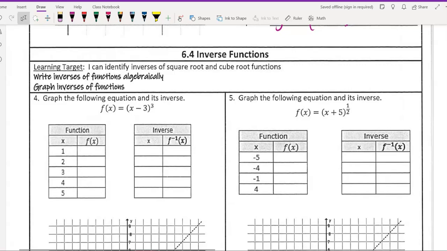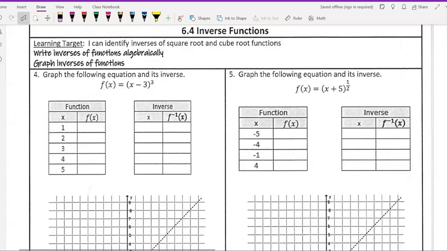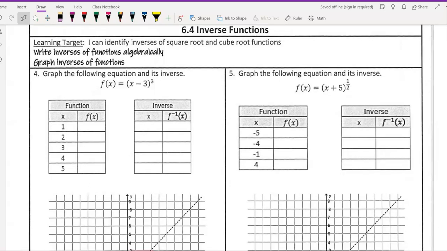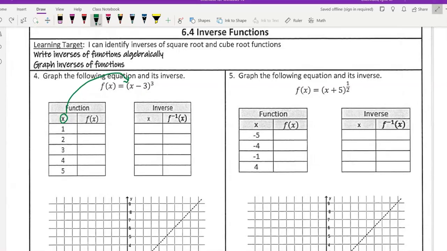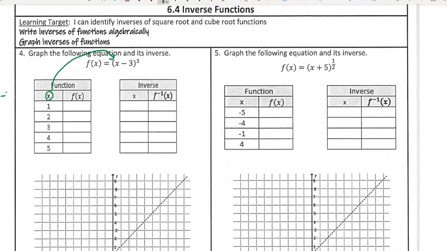All right, so 6.4, inverse functions. All right, graph the following equation and its inverse. So when we solve these, it gives you the x values. We're going to plug these x values in for x and solve for y. So first we have 1 minus 3, which is negative 2, and negative 2 cubed is 8. All right, next we have 2 minus 3 cubed.